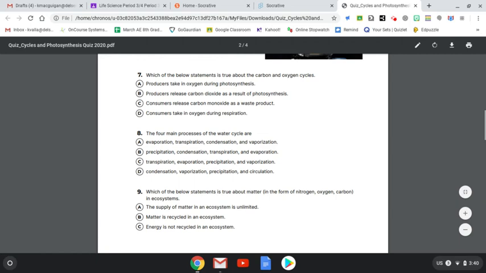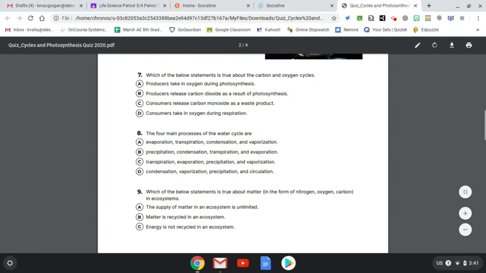Number eight, the four main processes of the water cycle are A, evaporation, transpiration, condensation, vaporization. B, precipitation, condensation, transpiration, and evaporation. C, transpiration, evaporation, precipitation, and vaporization. D, condensation, vaporization, precipitation, circulation.